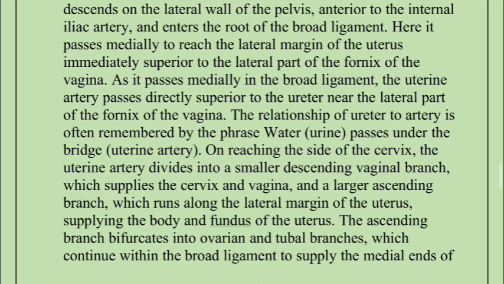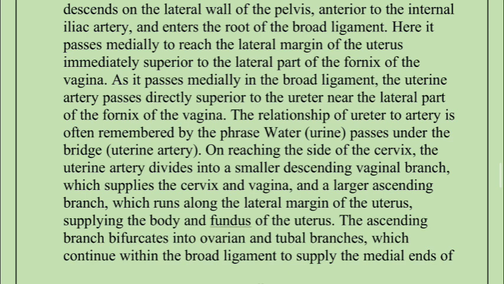And there is a way this relationship is described. When you have the uterine artery passing superior to the ureter, near the lateral part of the fornix of the vagina, this relationship of the ureter to the uterine artery is often described as water, that's urine now, passing under the bridge, which is the uterine artery. So when you say water passes, of course we know water is under the bridge.